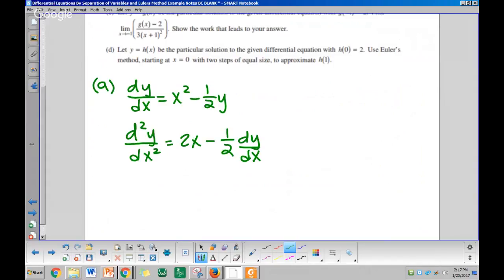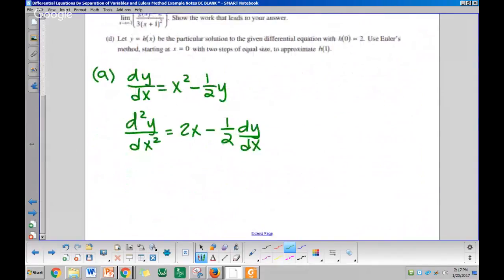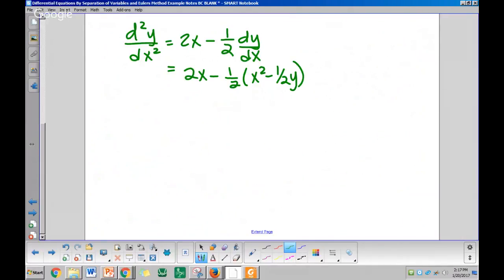Very nice. But do I know what dy/dx is? Yes, we do. We know that it is x squared minus 1/2 y. So we can plug that in here. So this will be 2x minus 1/2 times x squared minus 1/2 y. Plugging that in, we get 2x minus 1/2 x squared plus 1/4 y. So this is the answer to part A.